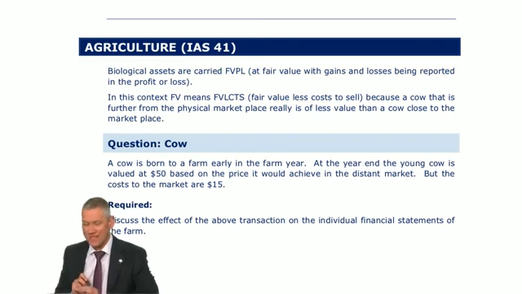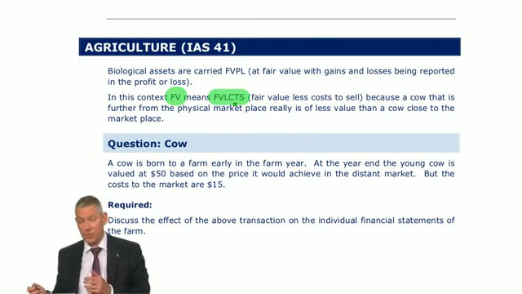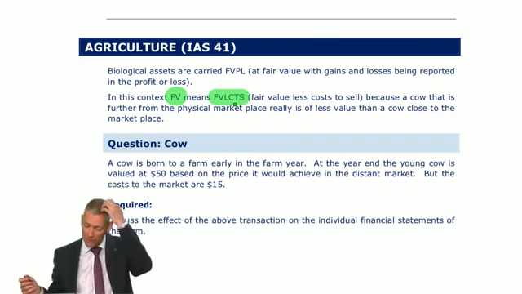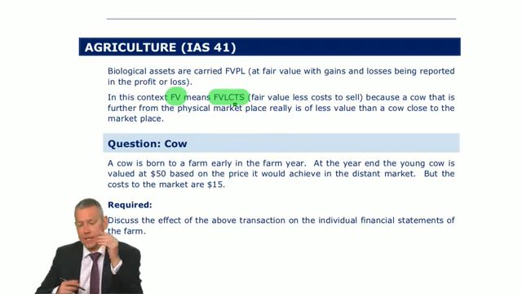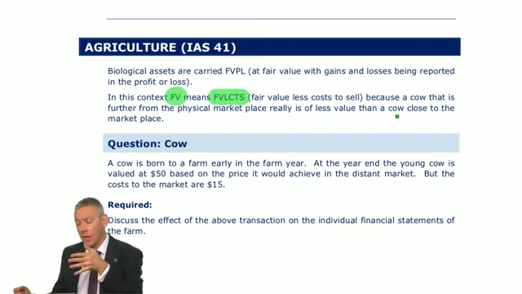But there's a bit of a twist to FVPL. FV in this context means FVLTCS, which is, again, really a bit of a mouthful. Fair value less cost to sell. And the reason for this is, as it says here, the further that a cow is from a marketplace, the less it's worth. And this is a real thing for cows and pigs and apples.